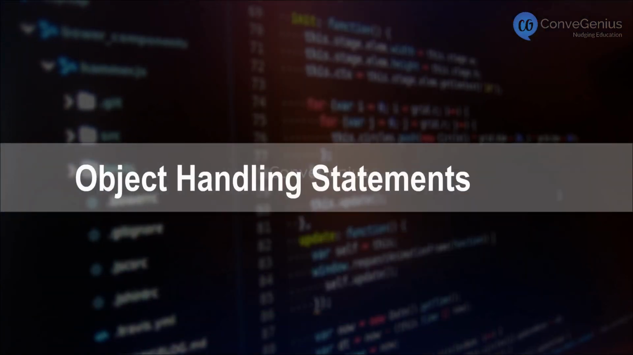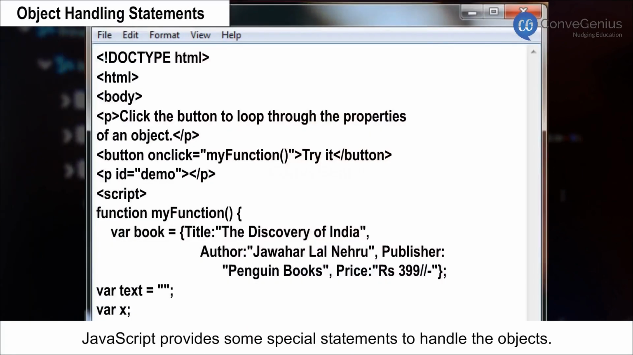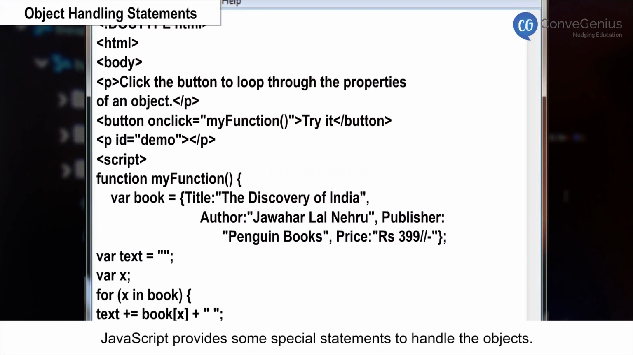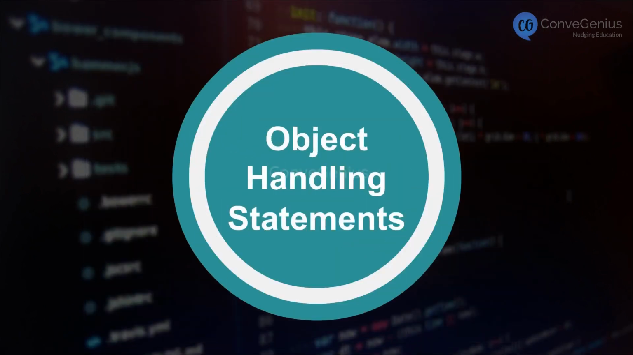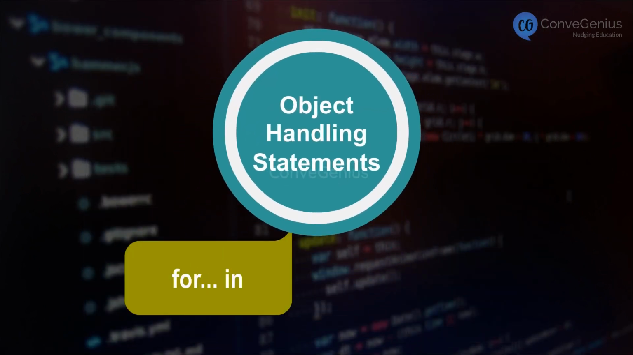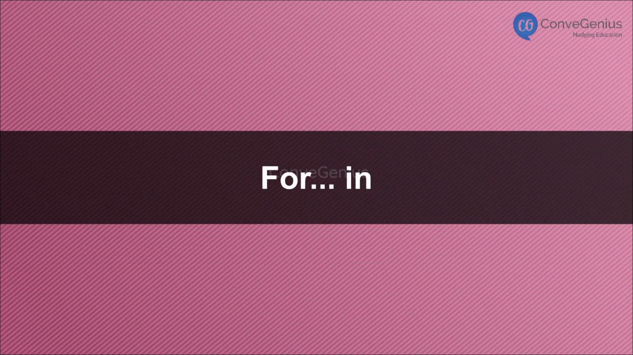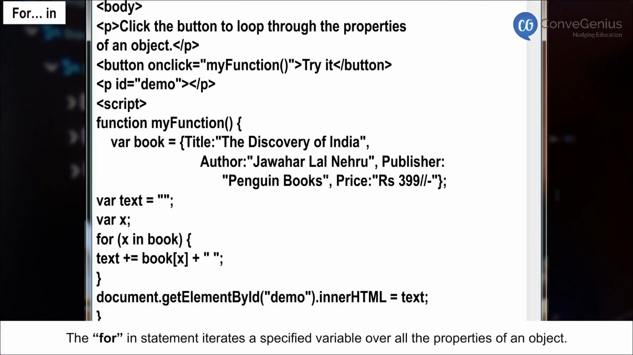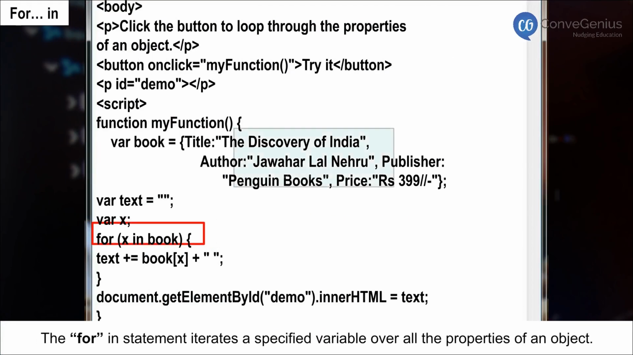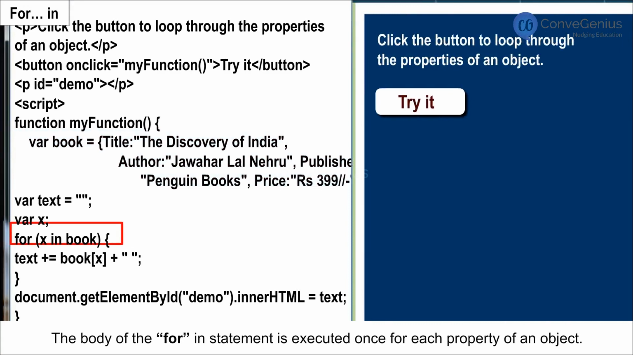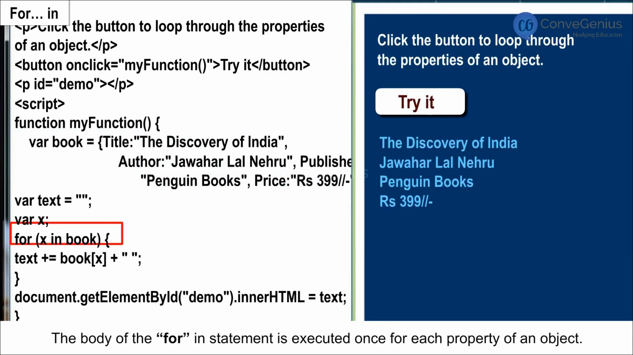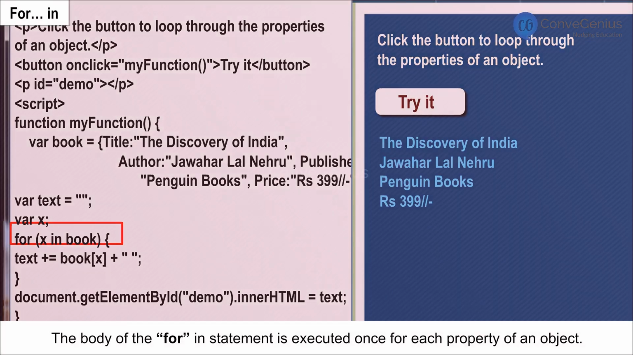Object handling statements. JavaScript provides some special statements to handle the objects. Two types of statements are for...in and with. For...in. The for...in statement iterates a specified variable over all the properties of an object. The body of the for...in statement is executed once for each property of an object.